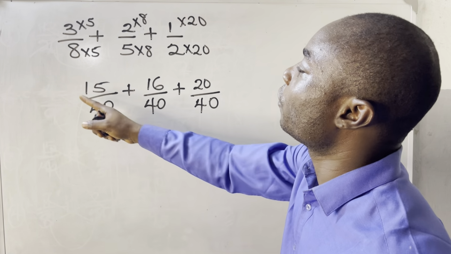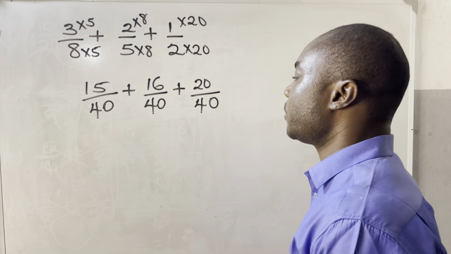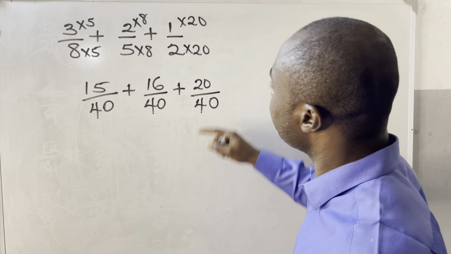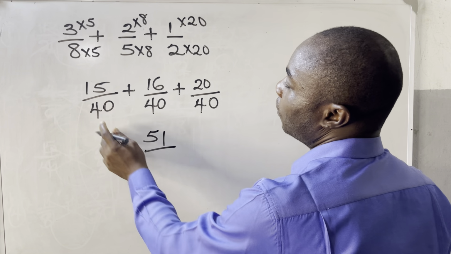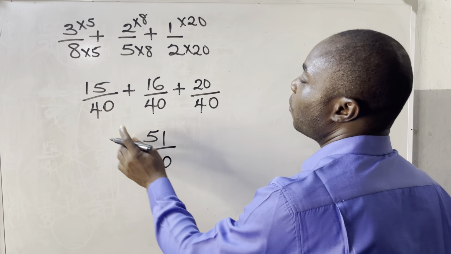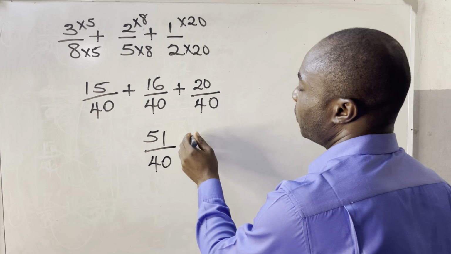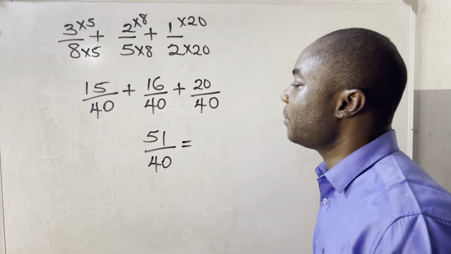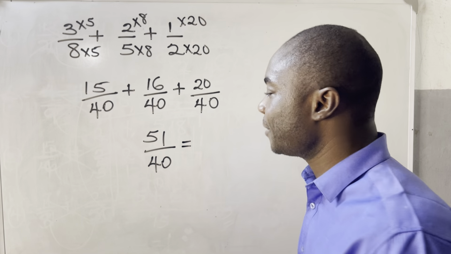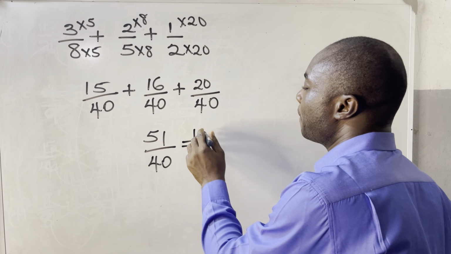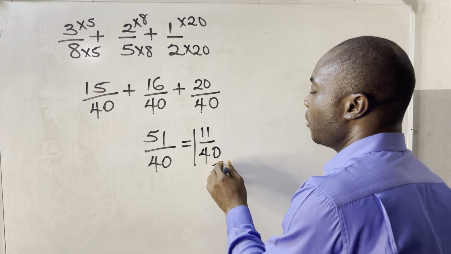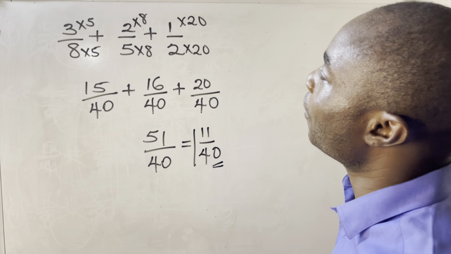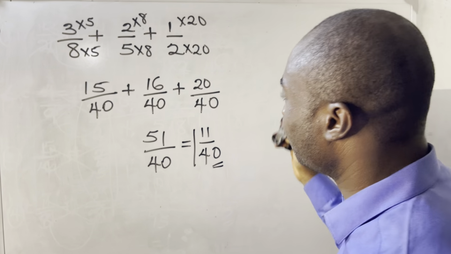All right, so 15 plus 16 is 31. All right, then 31 plus 20 is 51. So we'll have 51 all over 40. We can bring down one of the denominators because they are all the same. 51 over 40 can be changed to mixed numbers to give us one whole number, 11 over 40. All right, that is for addition of 3 fractions.